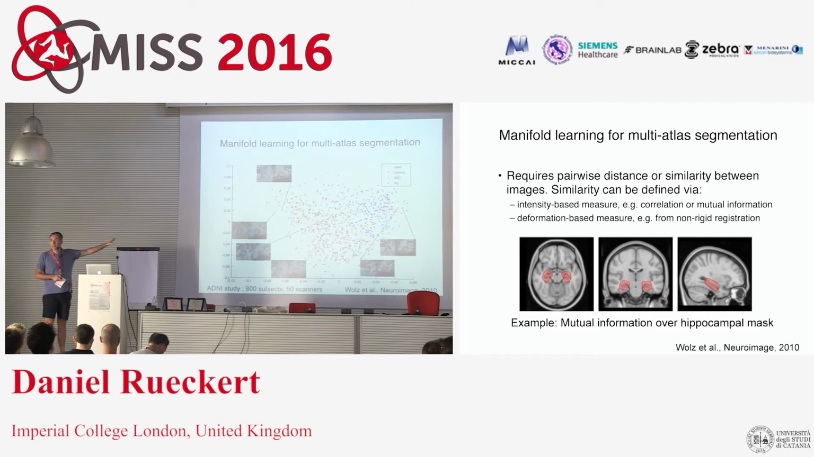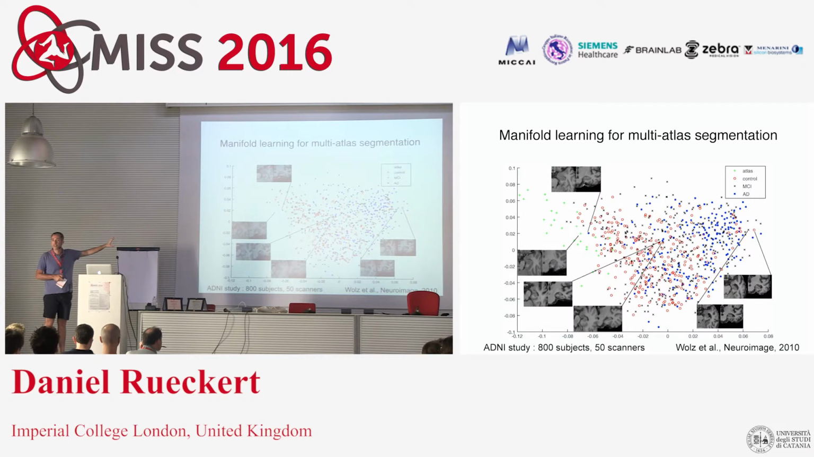The resulting mapping of my manifold, if I force the manifold to be reduced to 2 dimensions, will look like this. Most of the subjects are clustered here. The blue ones are the subjects which have Alzheimer's disease. The red ones are just normal controls, but also aging population. And the green subjects are here on the left-hand side. Okay? So how do I use this manifold now to help me with the segmentation?